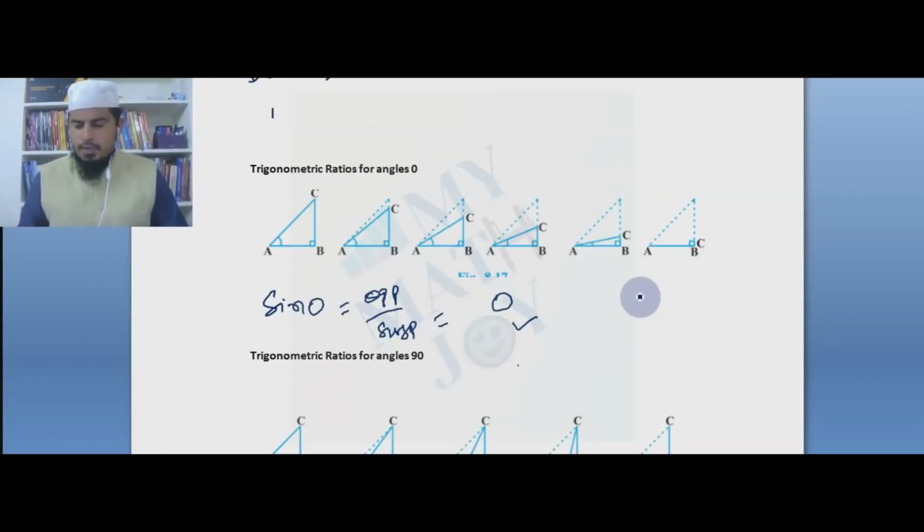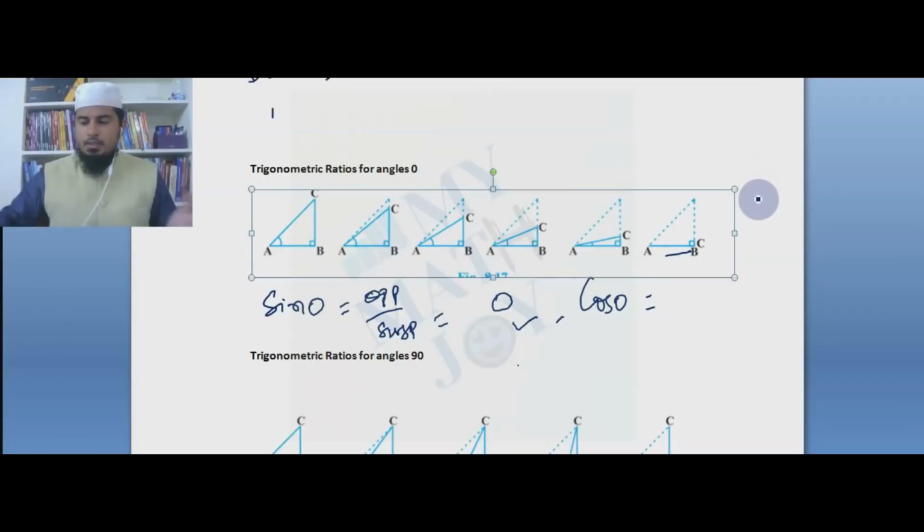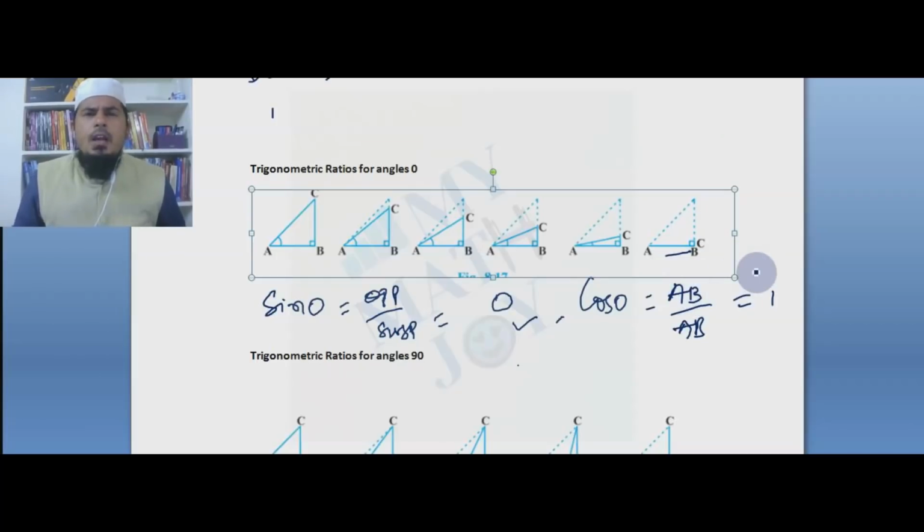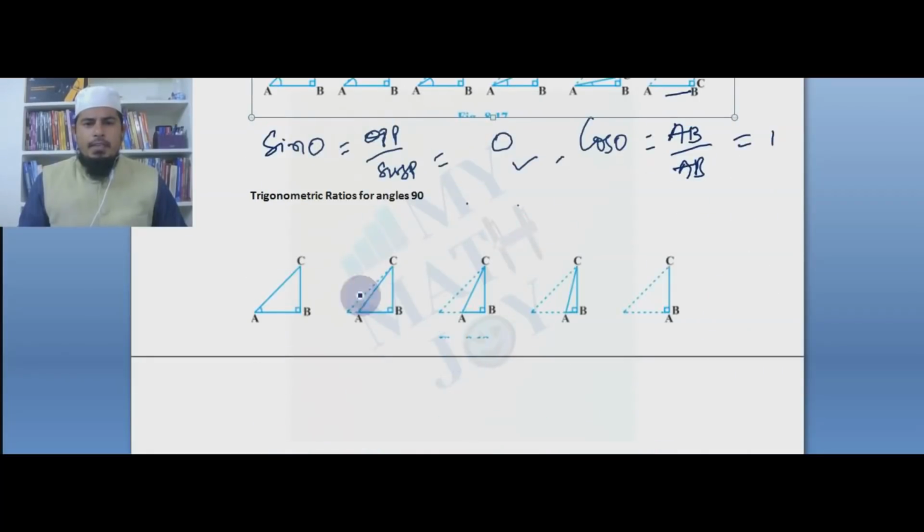In similar manner, if you take cos 0 value, the adjacent by hypotenuse, here adjacent is AB, and hypotenuse came and overlapped exactly on AB, so it is also AB. So AB by AB cancel, you will get 1. So adjacent by hypotenuse, both became AB, and answer is 1. In this way, if we are calculating sine 0 and cos 0, then you can calculate for cosecant, secant, tan and cot also. Trigonometric ratios for angle 90 degree will be done in this manner.